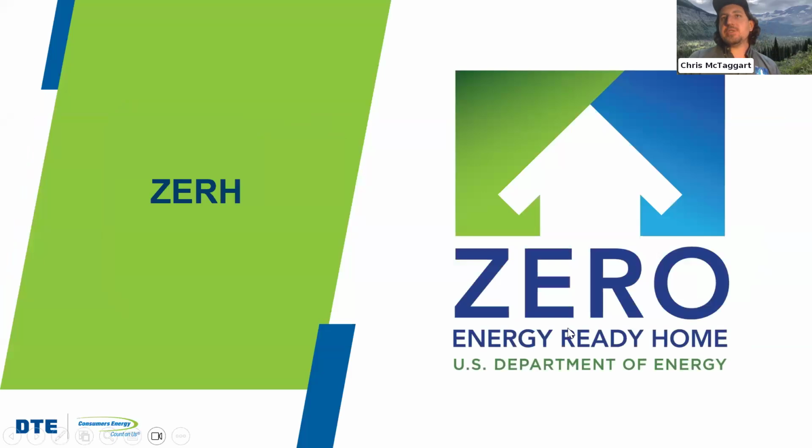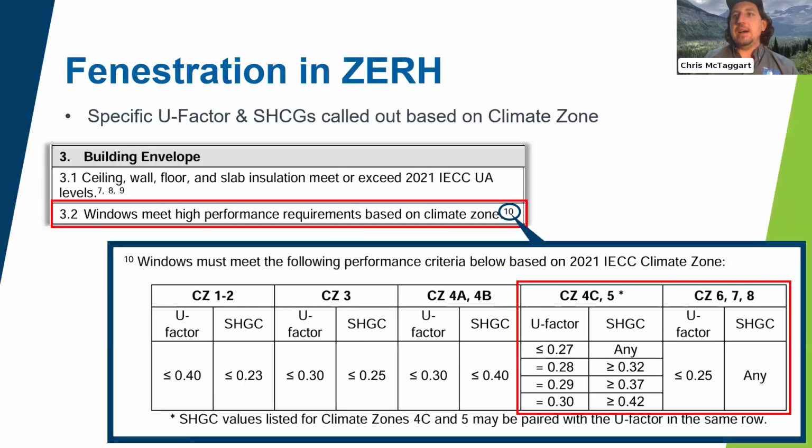Okay, zero energy ready homes. There are minimum window performance values that are required for zero energy ready homes. Basically, we would have to have a 0.27 U factor with any SHGC, or potentially a higher U factor with a higher SHGC to make up for that higher U factor. But nevertheless, we still have to be better than code for any of these window configurations.